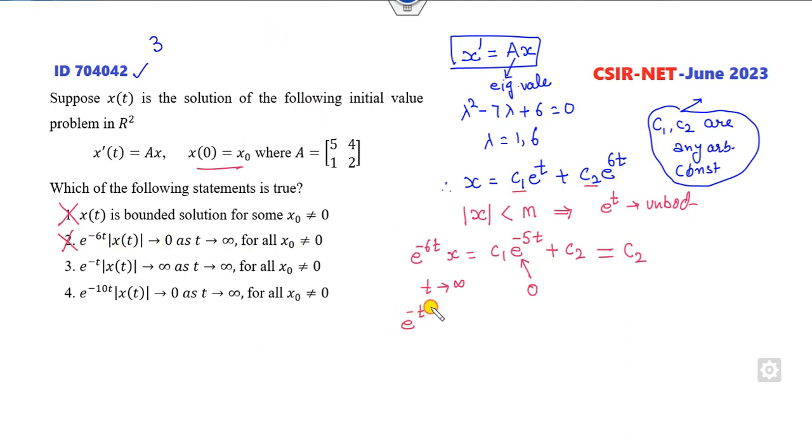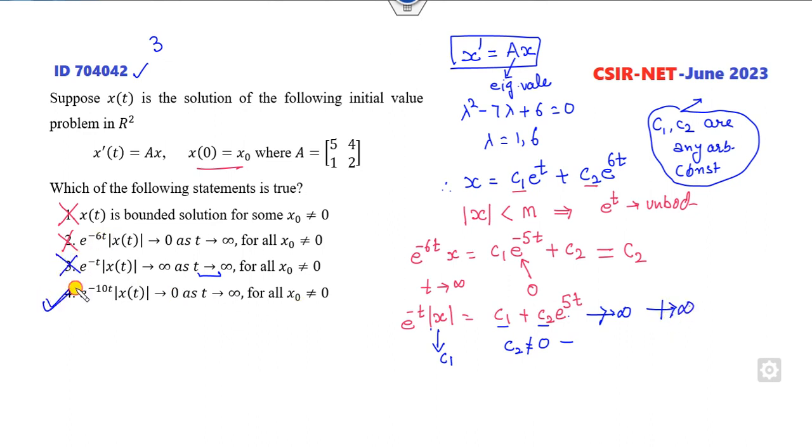Look at the third option, e raised to power minus t times x, which gives you C1 plus C2 e raised to power 5t. Now, as t tends to infinity, this may or may not go to infinity. Why? Because C1 and C2 can be anything. If I say C2 is 0, then this expression will converge to C1. If C1 is not 0, then it will go to infinity. But there is no condition given on C1, C2. So we can never say it always goes to infinity. So this option is cancelled.